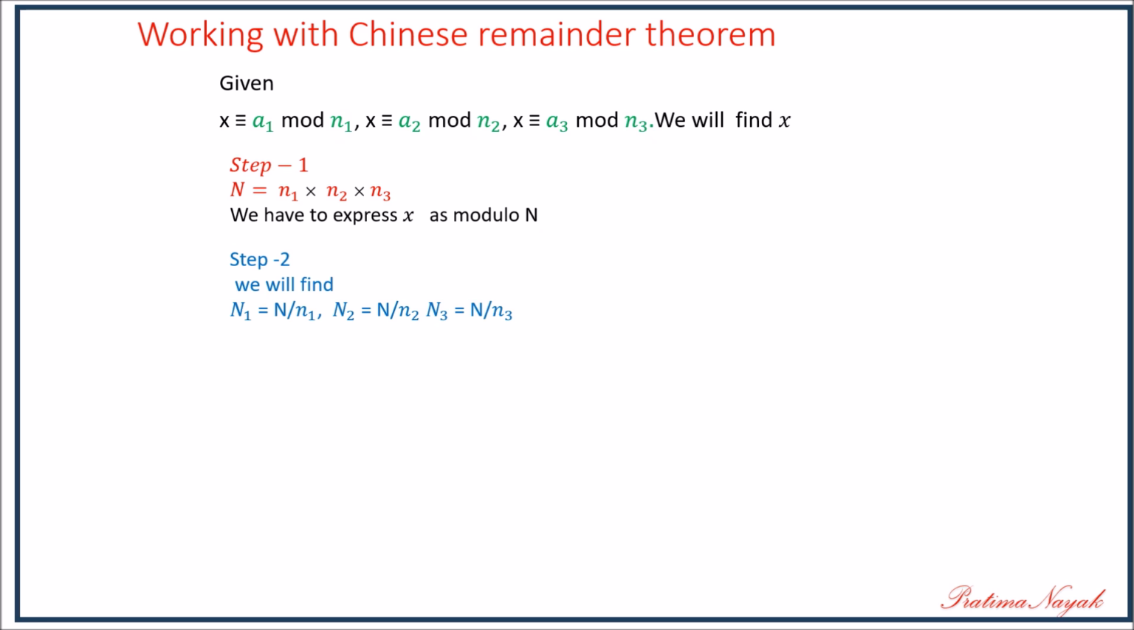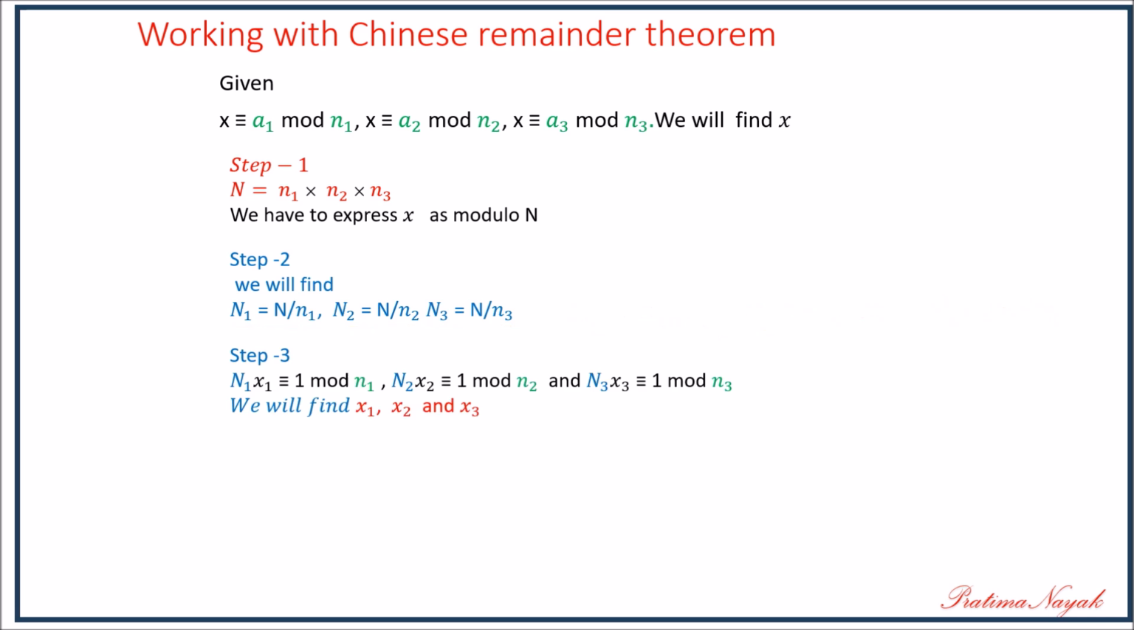So step 2, then we'll find capital N for each case, and the formula will follow that capital N1 is equal to capital N upon small n1, capital N2 is capital N upon small n2, and capital N3 is capital N upon small n3. That means ultimately N1 equals n2 into n3, N2 is equal to n1 into n3, and N3 equals n1 into n2, because N is equal to the product of these.